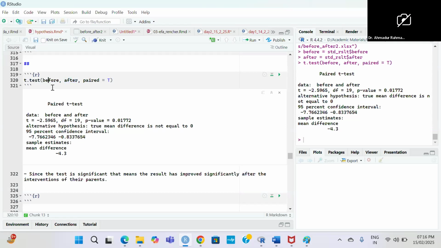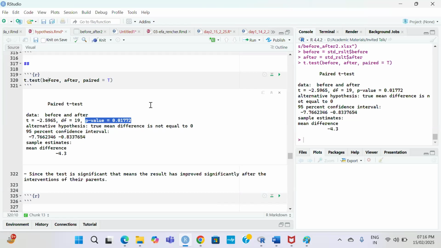ये अगर just suppose if first value is large and second value is small, then we have positive value. If first value is small and second value is large, then we have negative value. So that's why here we have negative value. And the degree of freedom of this is 19. And then p value of this is 0.01772. So this means after interventions, the students' performance has improved significantly. Is that clear? Yes, sir.